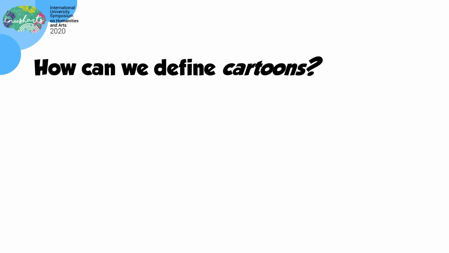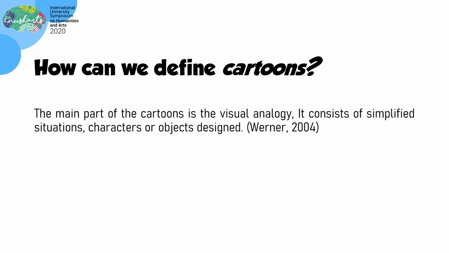Werner, in his paper, explained the main part of cartoons as the visual analogy. It consists of simplified situations, characters, or object design. Cartoons require characters. Characters in cartoon can be anything. It can be humans, plants, or animals.